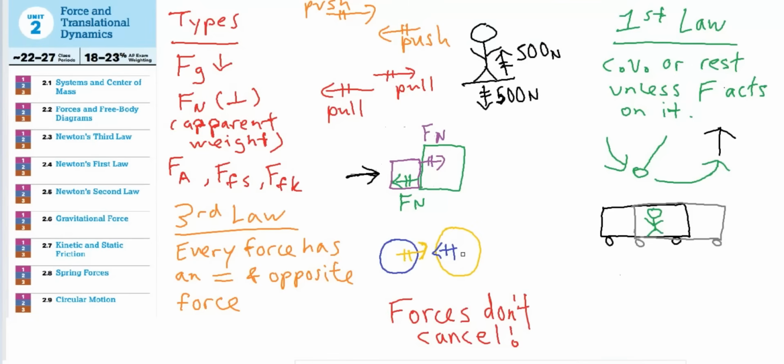For Newton's first law, I summed it up in a sort of simple way that I like, which is something is just basically moving at a constant velocity or at rest unless a force acts on it. So some kind of external force causes some imbalance and then changes the thing's motion from constant velocity or rest.